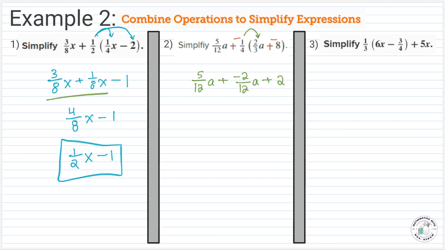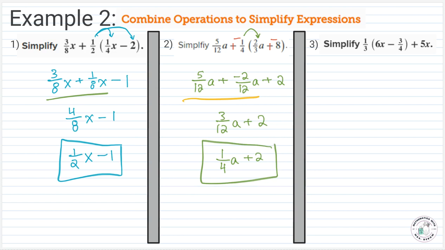So very similar to the last question, it's super nice because we already have our like terms with a common denominator. So 5/12 plus negative 2/12 will be 3/12. And we just have this plus 2 hanging out. And then we just need to simplify. So 3/12, you can divide both the numerator and denominator by 3 to get a final answer of 1/4, and then we have that plus 2.